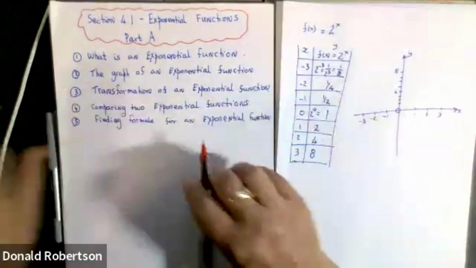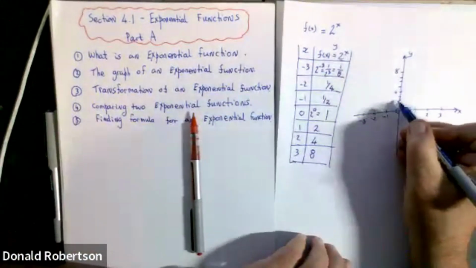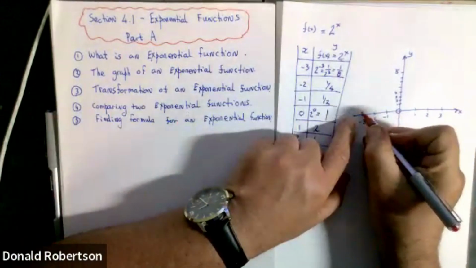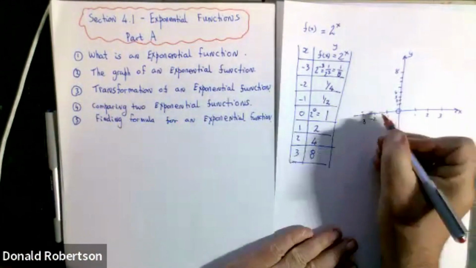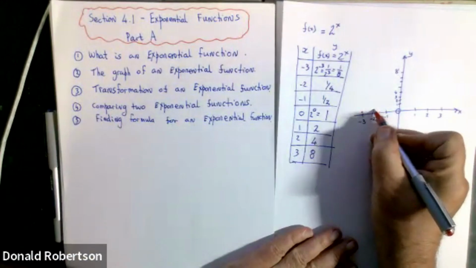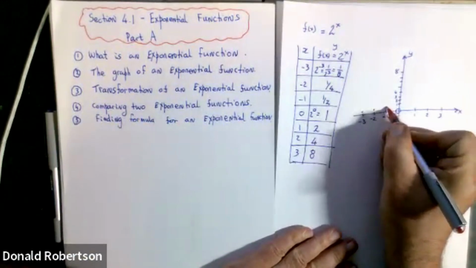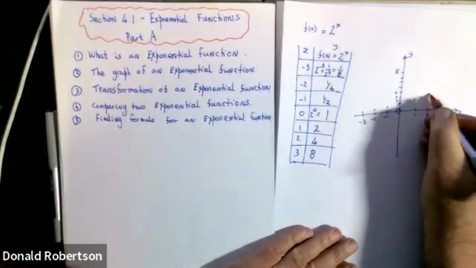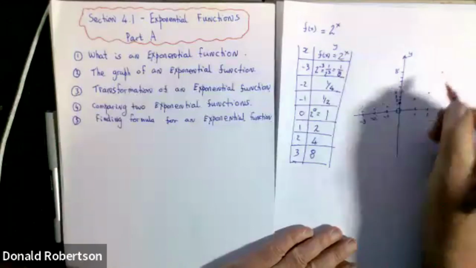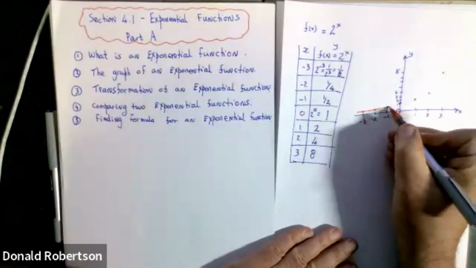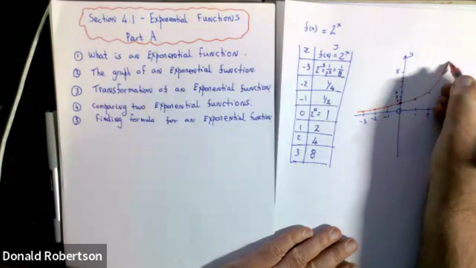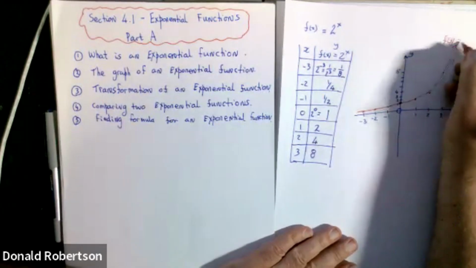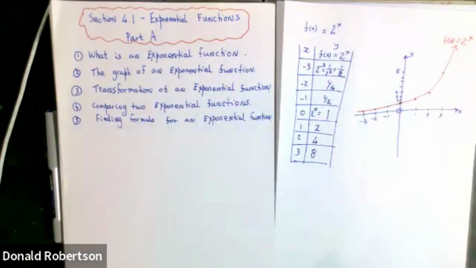-3 is an eighth. Well, if that's 1, that's 2, that's 3. An eighth would be almost at the bottom. Then a quarter would be a little bit better. That would be a half. This would be 1. Then you'd go 2. Then you'd go 4. And then you'd go 8. And then you would join them together. And there you are. That's how you do it.